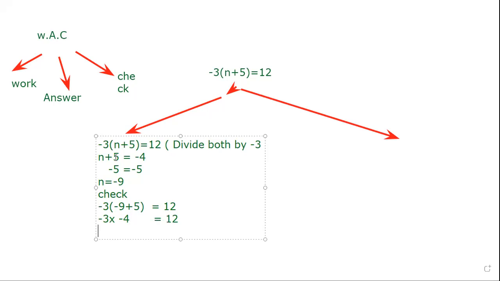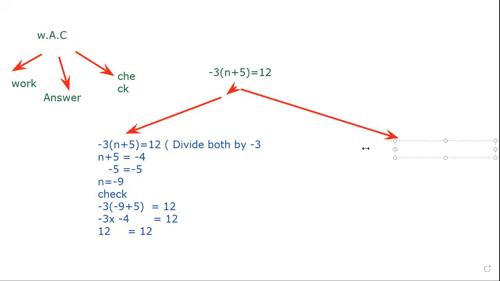Okay? Then negative 3 times negative 4, it will be equal 12. And already we have the right side equal 12, which means our answer was correct to find the value of n. The value of n was how many? We found negative 9. Okay, so this was the first method.